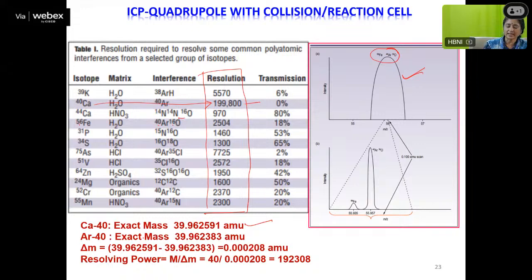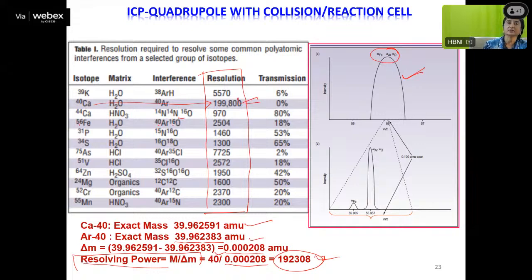Like that, argon 40 exact mass is 39.962383 mu. So the difference in mass is only 0.00208 mu. So if you want to have two different peaks for these ions, then you require a resolving power of around this. Because, as you know, resolving power is nothing but m by delta m. Now delta m is this, m is 40. So the resolving power required is this much.